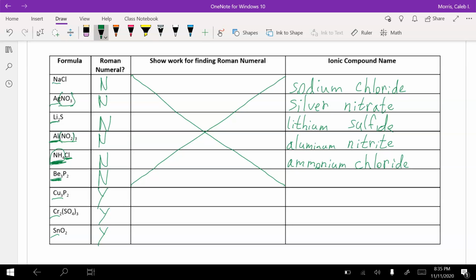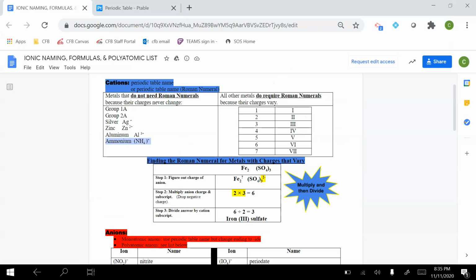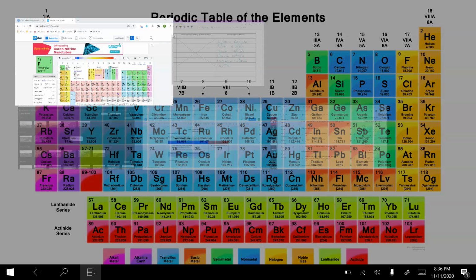Be3P2. Be is beryllium. Let me make sure I'm spelling that right. So we'll find it. Beryllium, beryllium, and then phosphorus. We change the name of phosphorus, take the ending off, so instead of phosphorus, we're going to call it phosphide.